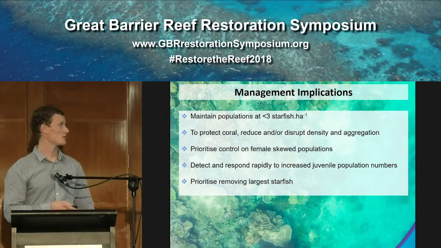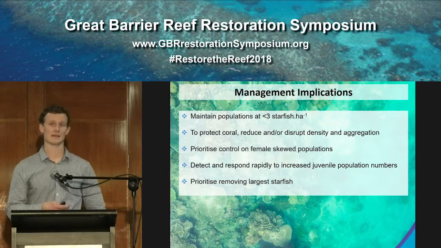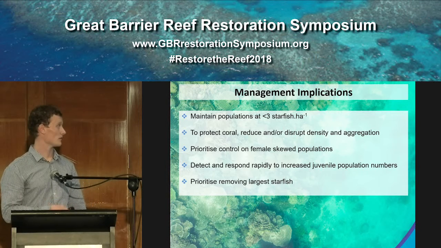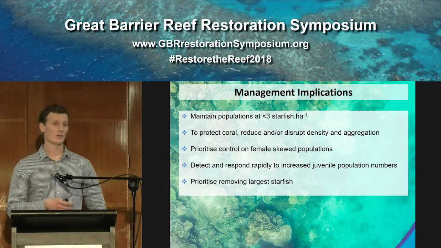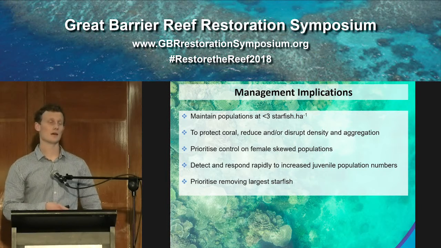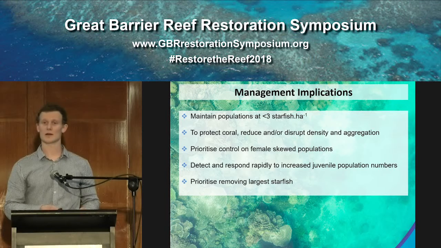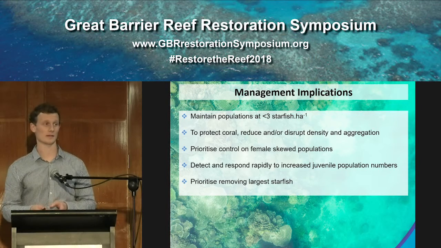In terms of management implications, this means maintaining starfish below about 3 individuals per hectare, and that's based on aggregation and population density. It really also emphasizes the importance of breaking up starfish aggregations at low population density. Because if you have a population density of 3 starfish per hectare, but they're highly aggregated, they might have an equivalent reproductive output to a much higher population density, so say 10 starfish per hectare.